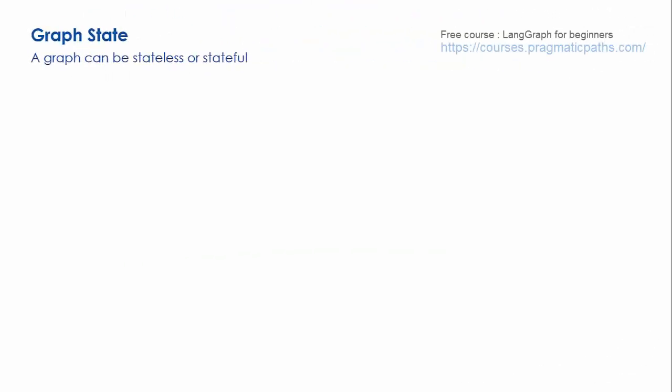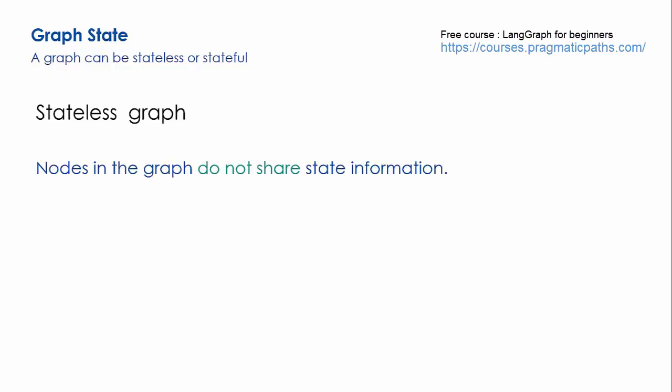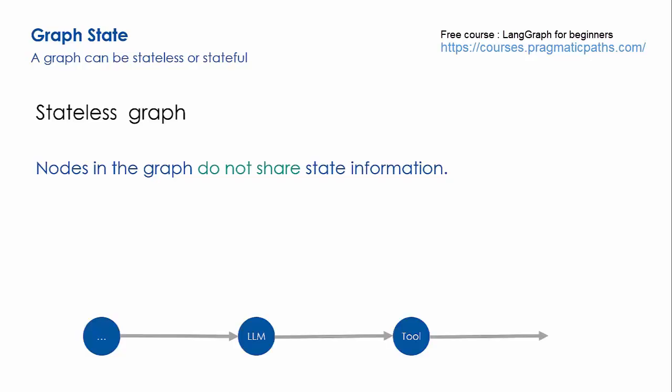A graph can be stateless or stateful. In a stateless graph, nodes in the graph do not share state information. Every node defines its own input and output structure, allowing you to chain together different tools, LLMs, or logic without enforcing rigid data formats across the entire system. A stateless graph is characterized by decoupled nodes. Each node processes data in its own preferred format.